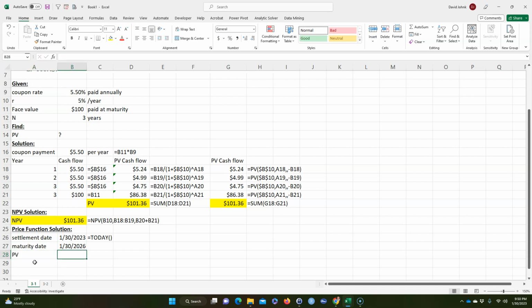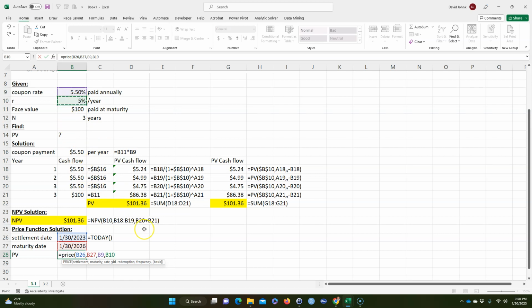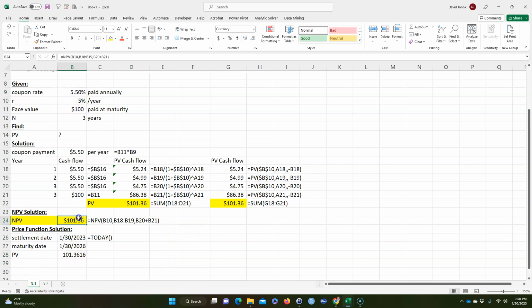Then I could use a price formula and go equals price, and the settlement is this, comma, and the maturity is this, comma, the rate is 5% per year. Well, that's a coupon rate they want. The yield is this right here. The redemption is $100 per $100, and the frequency is 1 for annual coupon, and you get the same answer, right? So we can format this the same.